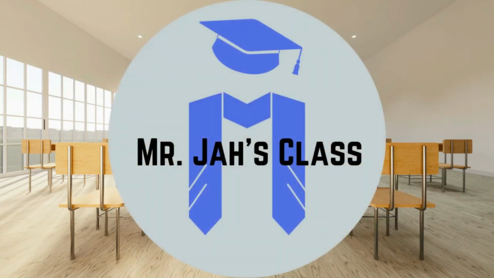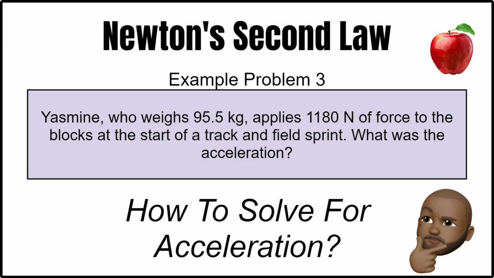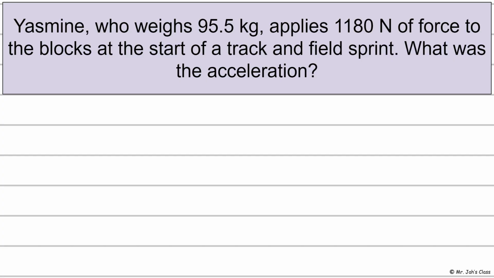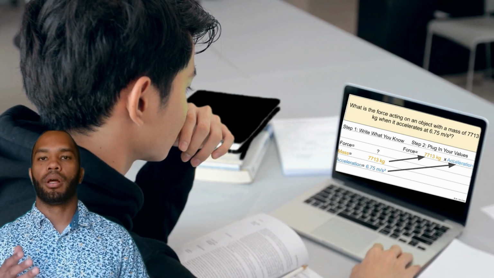Let's get started. How to solve for acceleration when dealing with Newton's second law. Let's take a look at this problem. Yasmine, who weighs 95.5 kilograms, applies 1,180 newtons of force to the blocks at the start of a track and field sprint. What was the acceleration?